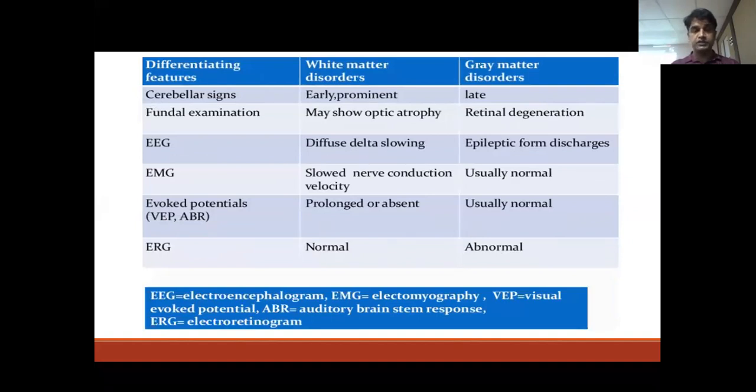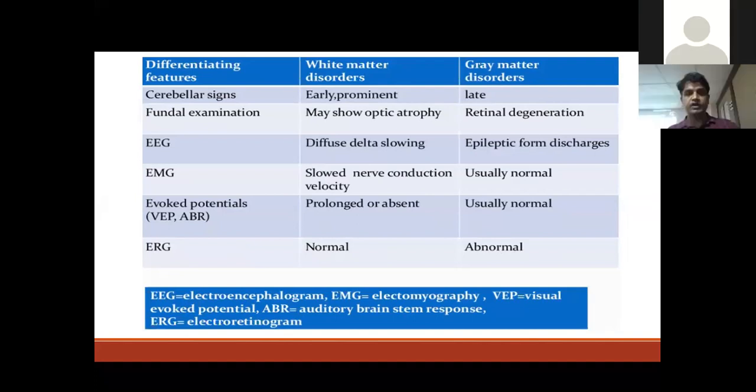The fundus gives an important clue. It will show optic atrophy in white matter disorders. In gray matter disorders, it is retinal degeneration. On EEG, there is nothing specific for differentiation, but there is delta slowing in white matter disorders, and in gray matter there is more chance of seizures and epileptiform discharges. EMG shows slowed nerve conduction velocity in white matter disorders, and it is usually normal in gray matter disorders. Evoked potentials such as VEP, BERA, etc. are prolonged or absent in white matter disorders, and usually normal in gray matter disorders. ERG is normal in white matter disorders, and abnormal in gray matter disorders.